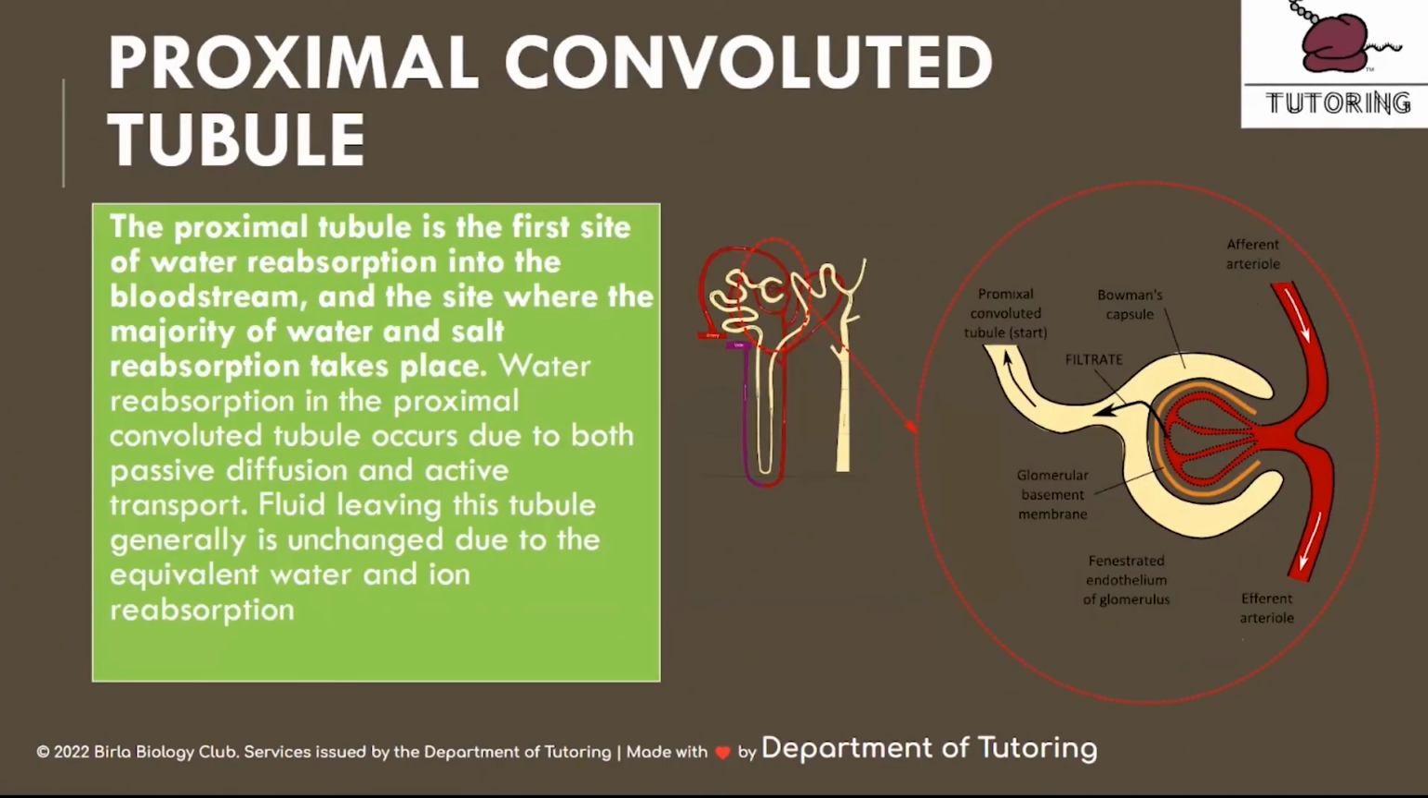The proximal tubule is the first site of water reabsorption into the bloodstream, and the site where the majority of water and salt reabsorption takes place. Water reabsorption in the proximal convoluted tubule, or the PCT, occurs due to both passive diffusion as well as active transport. Fluid leaving this tubule generally is unchanged due to the equivalent water and ion reabsorption.